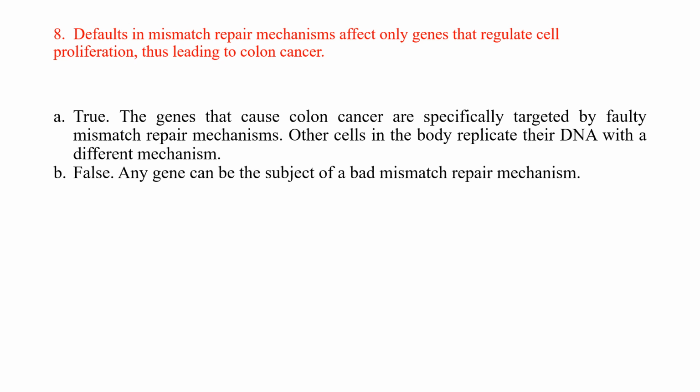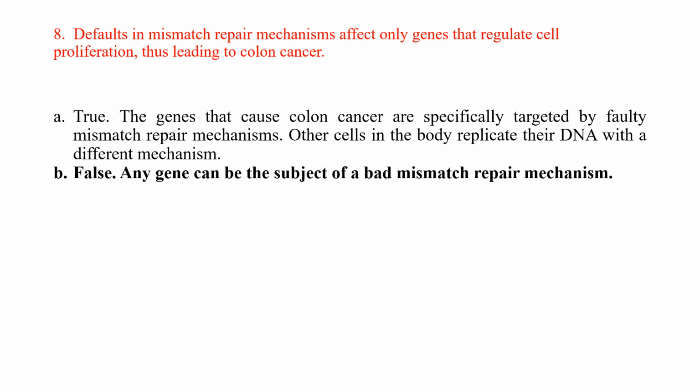Number 8, defaults in mismatched repair mechanisms affect only genes that regulate cell proliferation, thus leading to colon cancer. Now, this answer is false. Very simply, any gene can be the subject of a bad mismatched repair mechanism. So this can lead, or actually be led from any particular cell line. It could be a liver cell, it could be a colon cell, it could be a muscle cell, any number of different cells that could be affected by this particular gene. It doesn't necessarily have to be from cell proliferation. It could also be from the transcription and translation of different types of proteins as well. So unfortunately, this type of mismatch repair mechanism can affect any number of different genes.